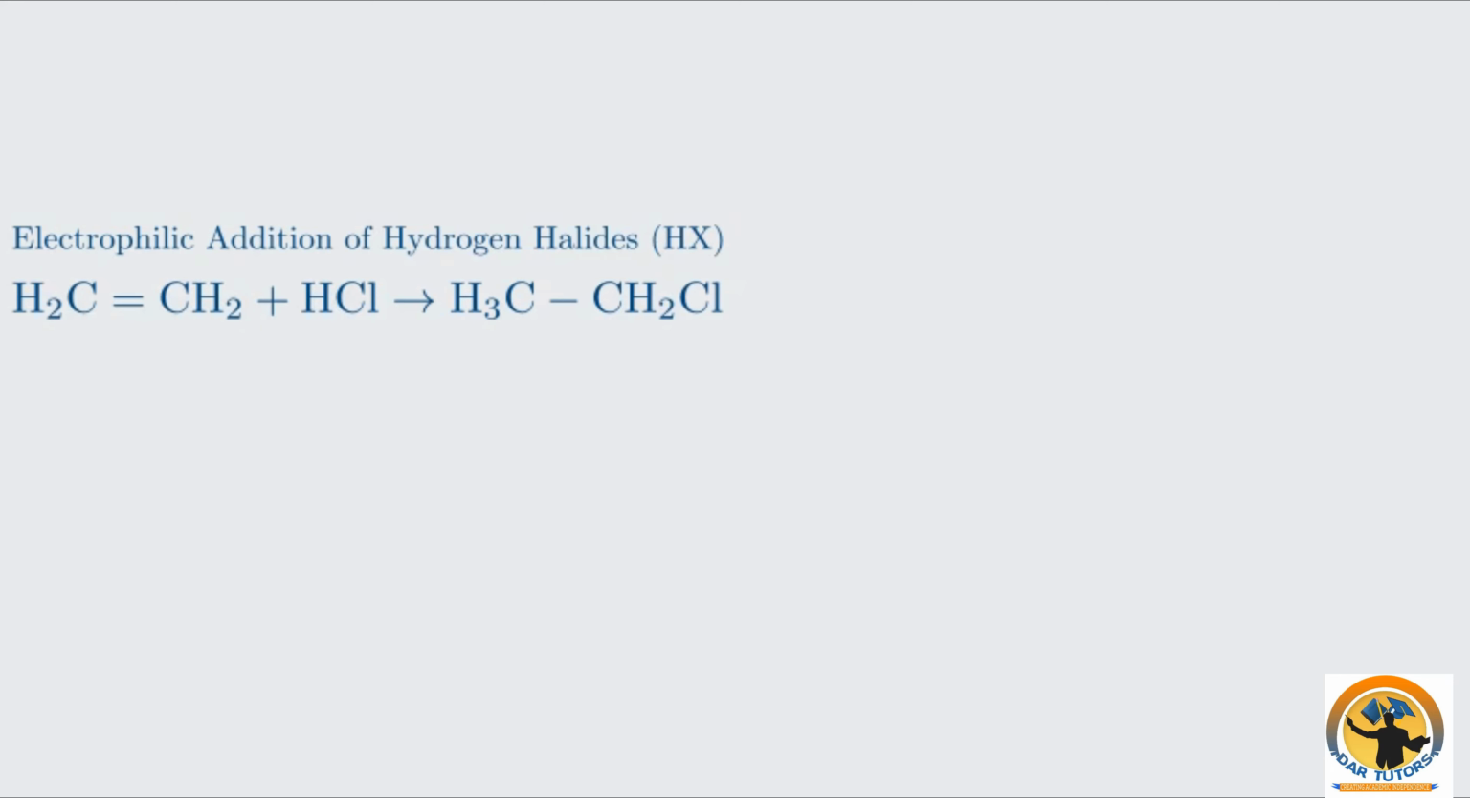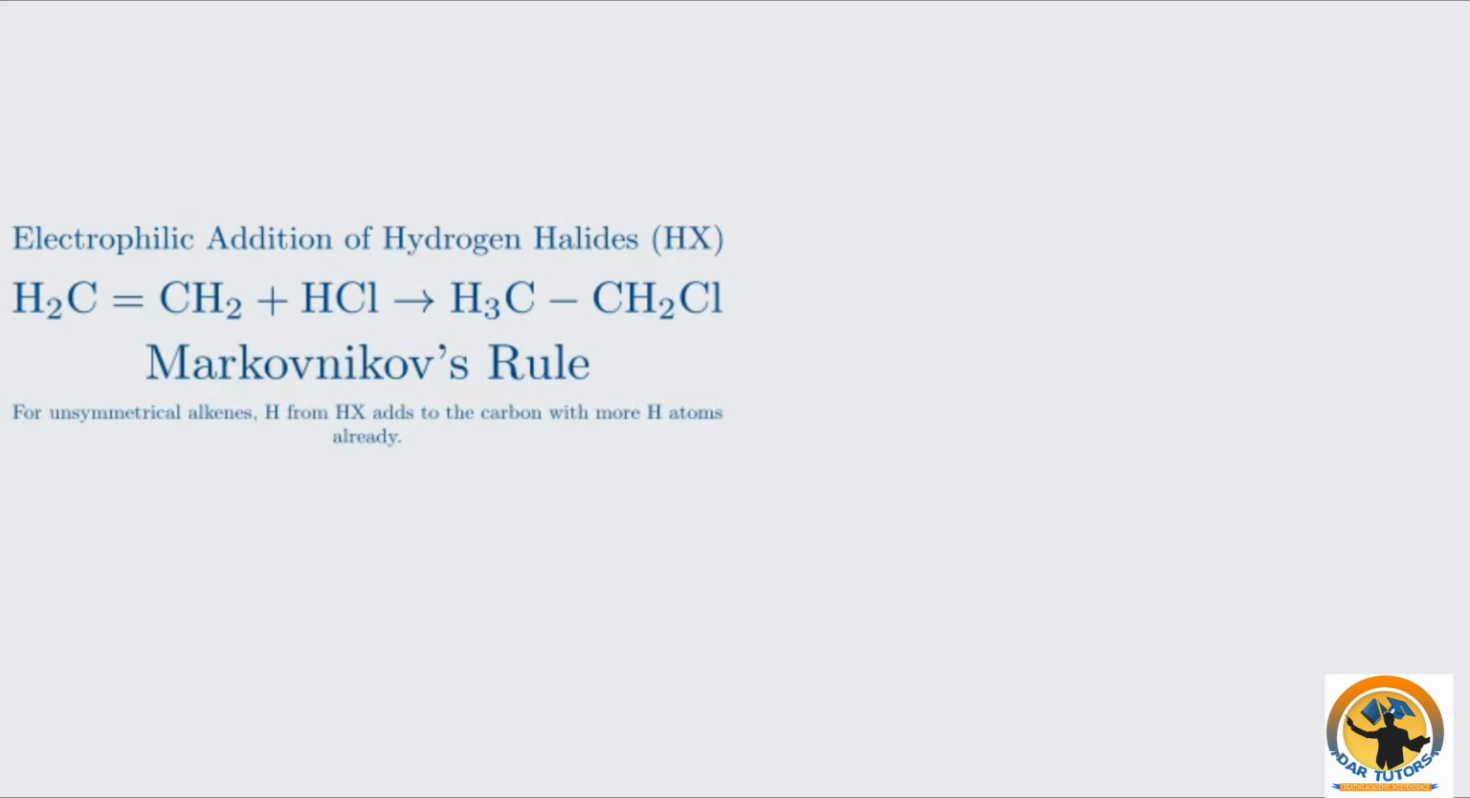Now, for unsymmetrical alkenes, where the two carbons of the double bond are bonded to different groups, there's a rule that determines the major product. This is Markovnikov's rule. It states that when an unsymmetrical alkene reacts with a hydrogen halide, the hydrogen atom of the halide will bond to the carbon of the double bond that already has the greater number of hydrogen atoms. The halide will bond to the carbon with fewer hydrogens.